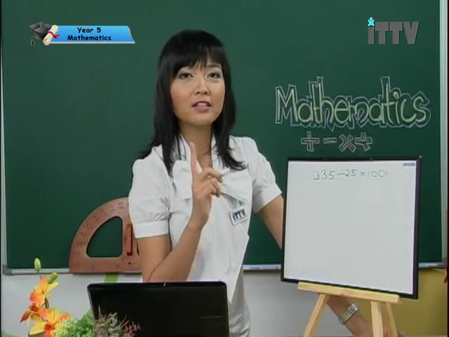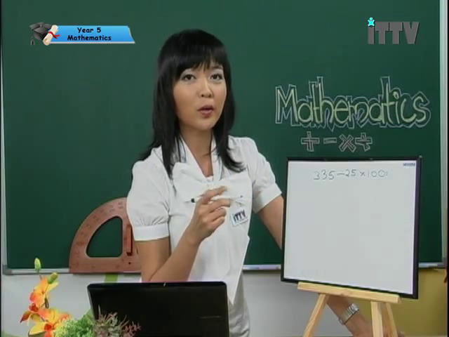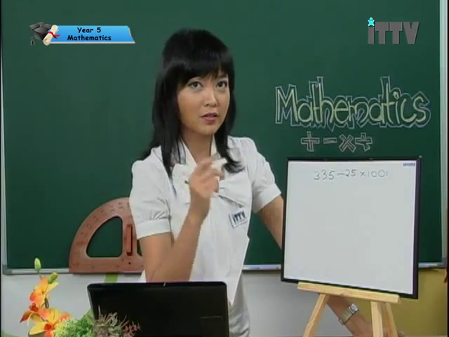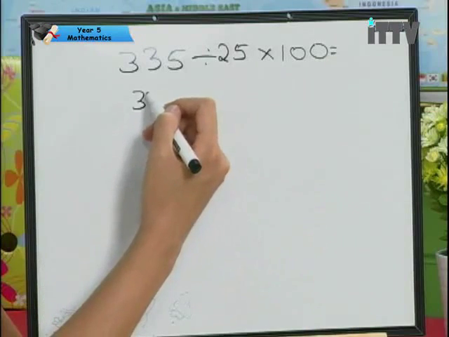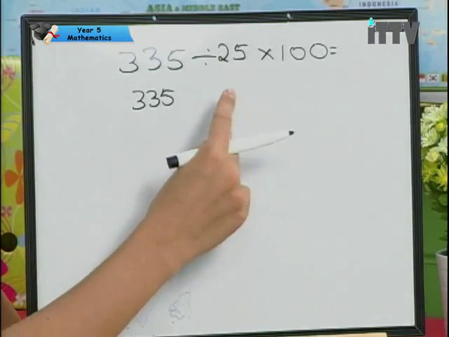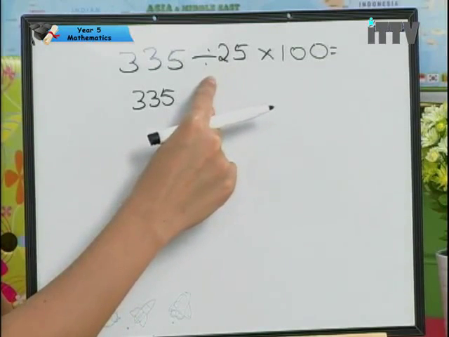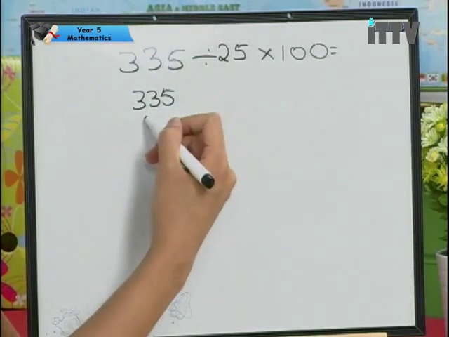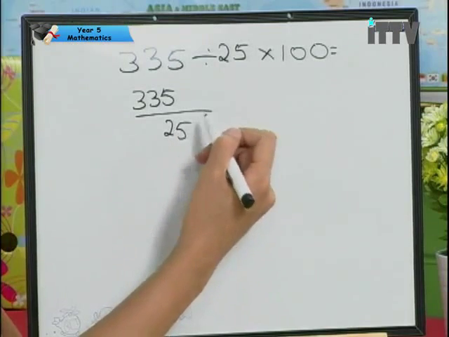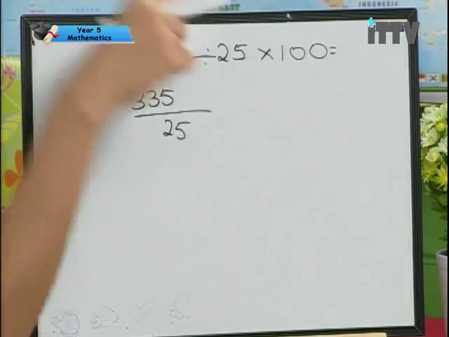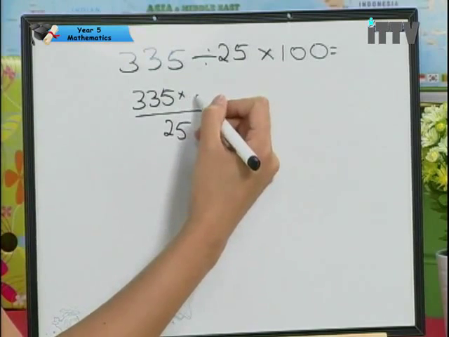Okay, when we have divide and times together, we can actually write it in a fraction form. It looks like this. Write the number first. And when you have a number being divided, you write it at the bottom as the denominator. Times 100, put it at the top.